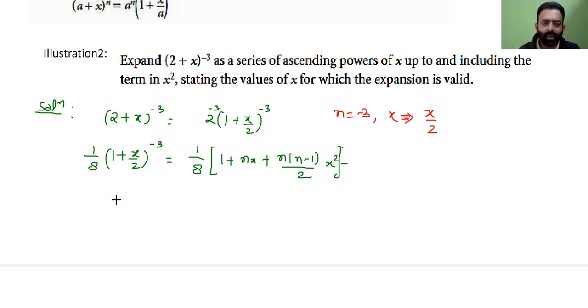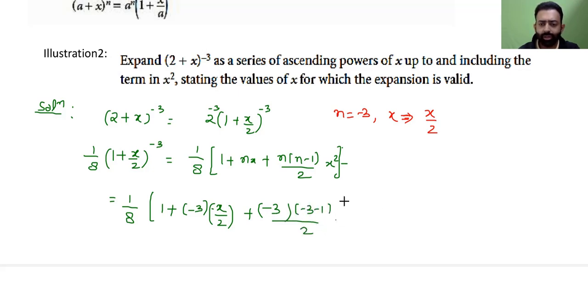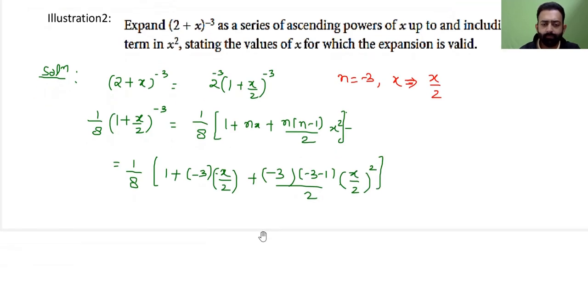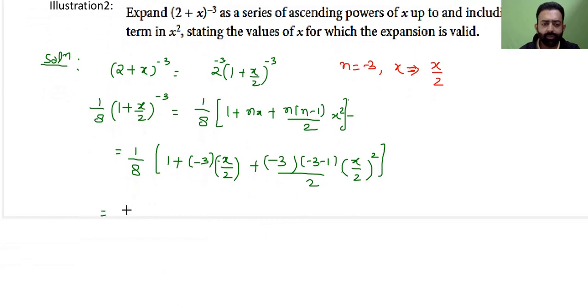So this will be 1 by 8, 1 plus n value, which is minus 3, and in place of x, as I told you, it is x over 2, plus n is again minus 3, minus 1 over 2 into x square. What is x square? It is x over 2 whole square. Okay, bracket closed. Now it is just a matter of simplification.